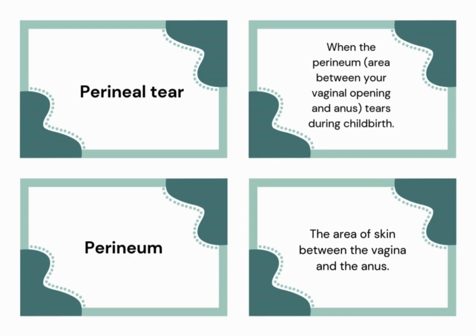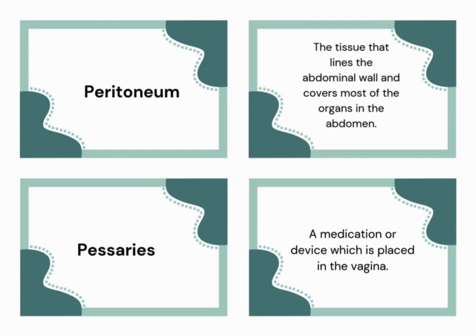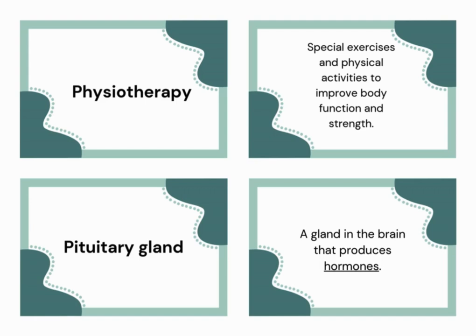Perineal tear, when the perineum, area between your vaginal opening and anus, tears during childbirth. Perineum, the area of skin between the vagina and the anus. Peritoneum, the tissue that lines the abdominal wall and covers most of the organs in the abdomen. Pessaries, a medication or device which is placed in the vagina. Physiotherapy, special exercises and physical activities to improve body function and strength.